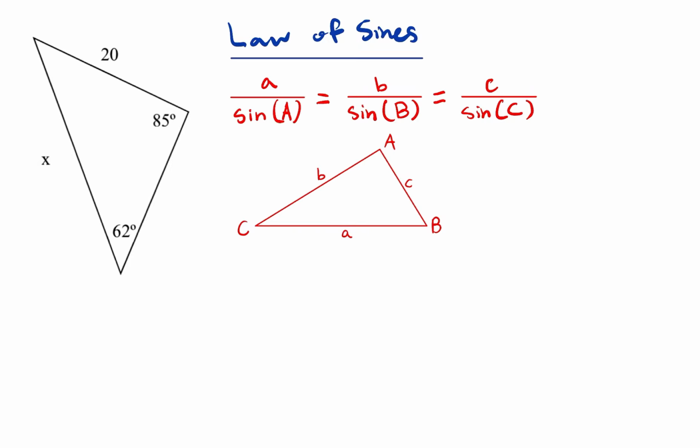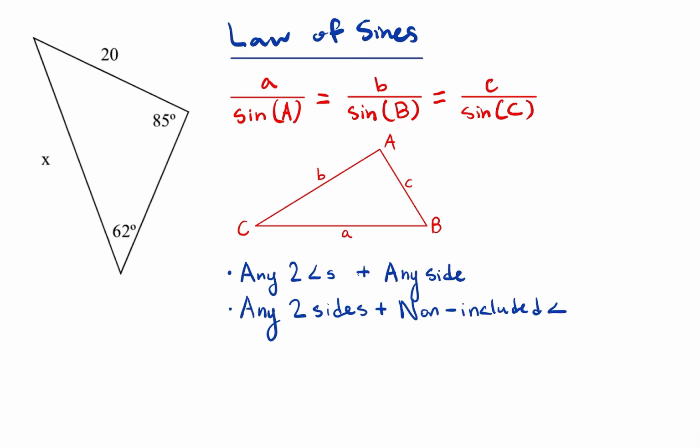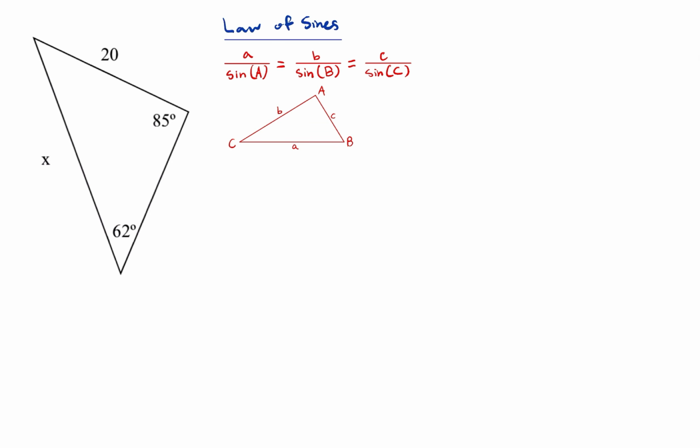This law lets us solve for basically any non-right triangle, as long as we are given the following: either two angles plus any side, or any two angles plus a non-included angle, meaning that the angle is not formed by the two sides. Now, let's try to solve for the x value in this triangle using the law we just learned.